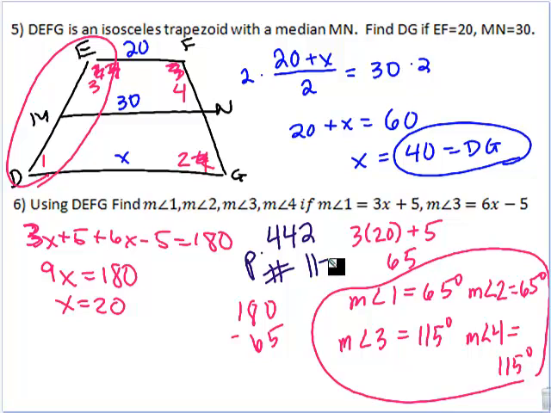Page 442, you're doing 11 through 18, 22 to 25, 44 to 48.